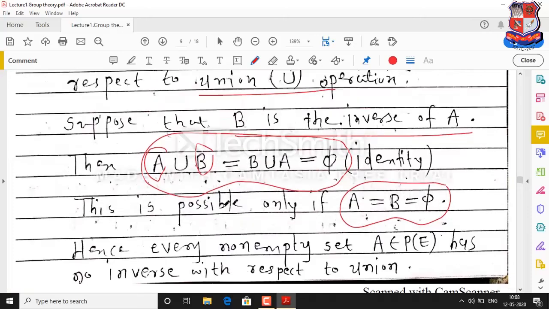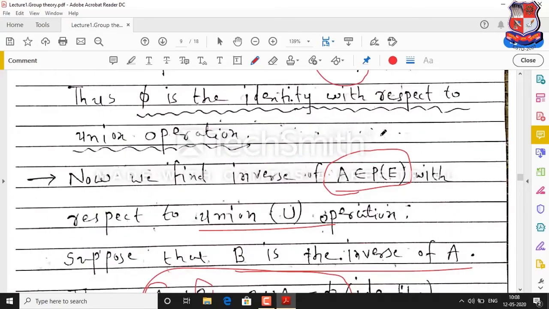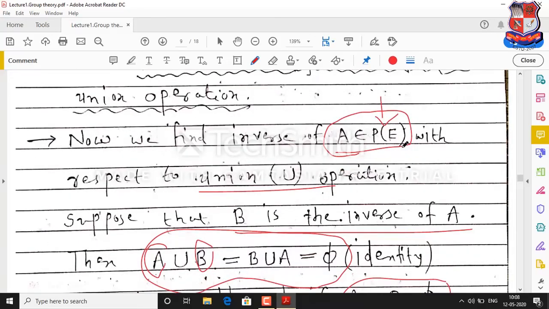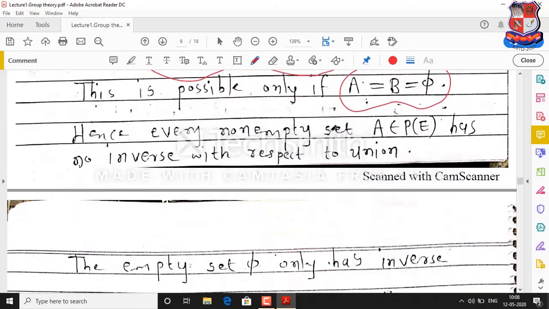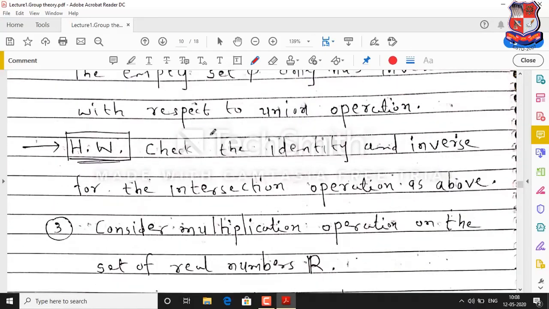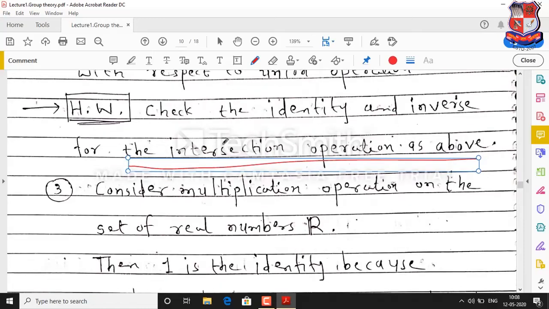Okay, so the only elements of power set of E which have inverse are empty sets. Okay, so only the empty set has an inverse in the power set of E with respect to the union operation. Okay, you can check for the intersection operation on this same set.